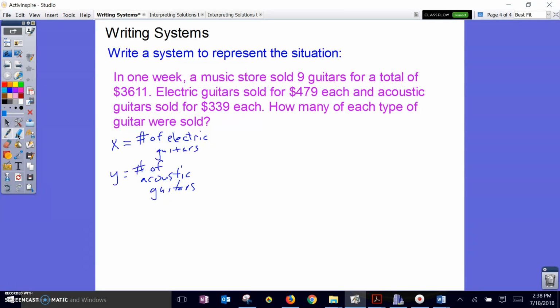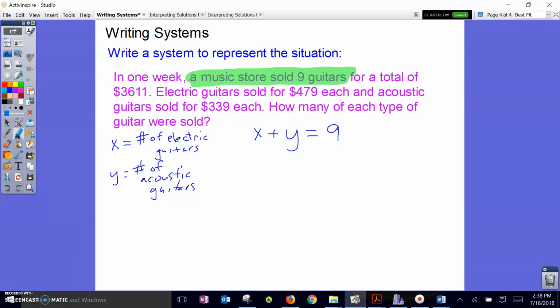Okay, and now I'm going to write my equations. In this week, the music store sold 9 guitars. That means the total number of electric guitars plus acoustic guitars has to be 9. So if we take the number of electric guitars plus the number of acoustic guitars, that has to be 9.